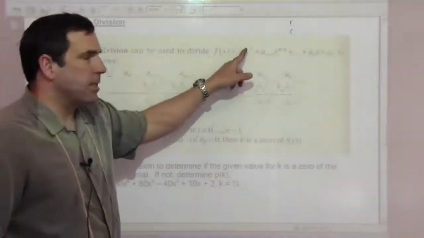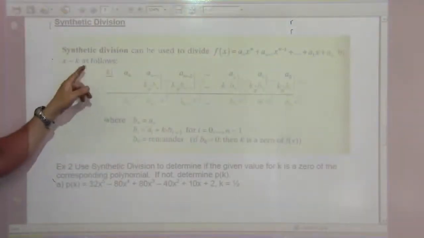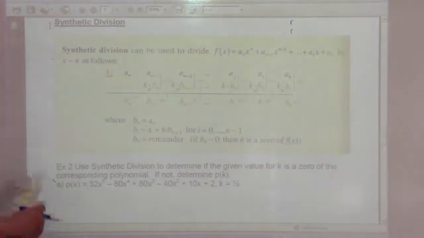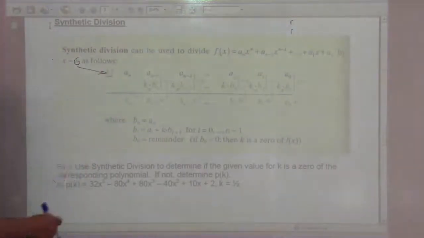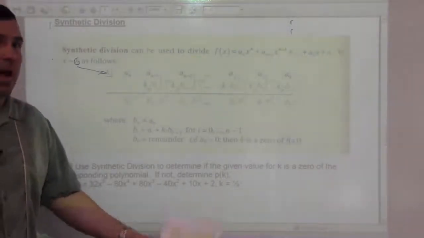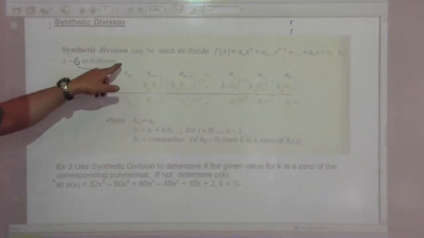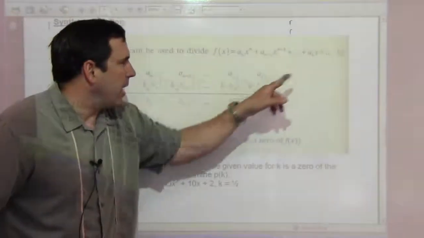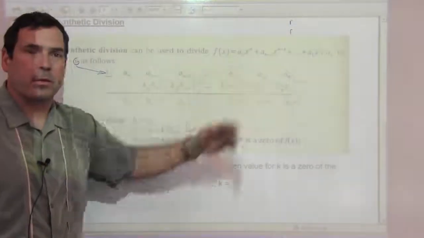So f of x equals ax to the n, all that kind of stuff, divided by x minus k. Now the k goes in the little box. So notice that x minus k goes in the box. Just the k goes there. So if it's x minus 2, 2 would go in the box. If it's x plus 5, negative 5 goes in the box. Put in the box, you have all the coefficients for the x's across the top. And it's not going to be that big. You're not going to have 10 terms up here.